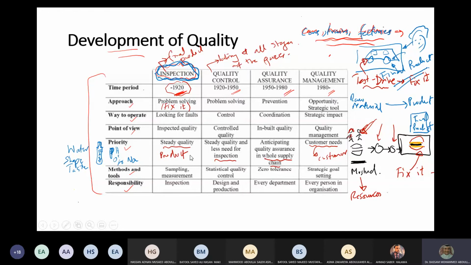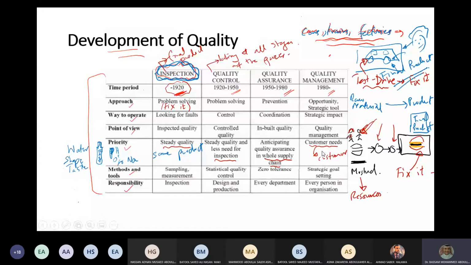The same product. Let me write here the word same as well. So I'm expecting to have the same product. Inspection, we just need the same product. We don't need to know that the customer is happy or not. We don't need to go to the customer. And you see the difference.